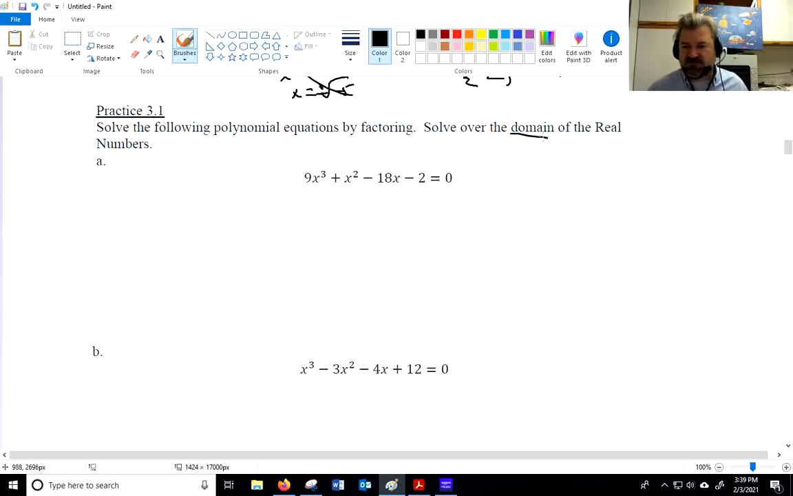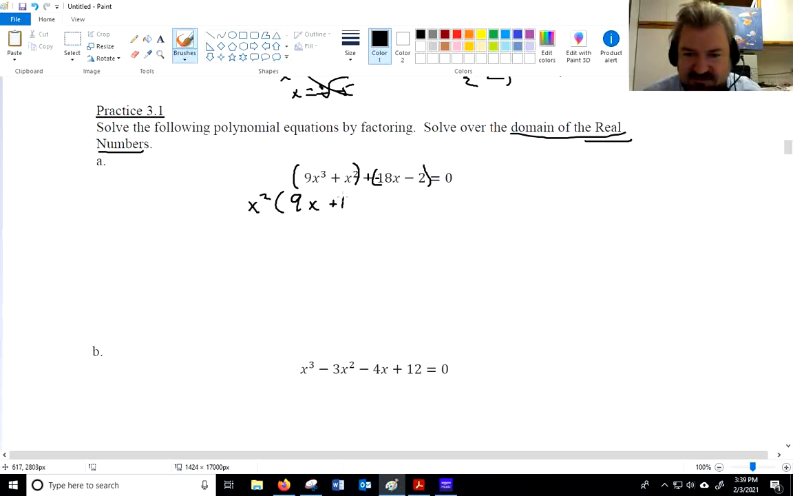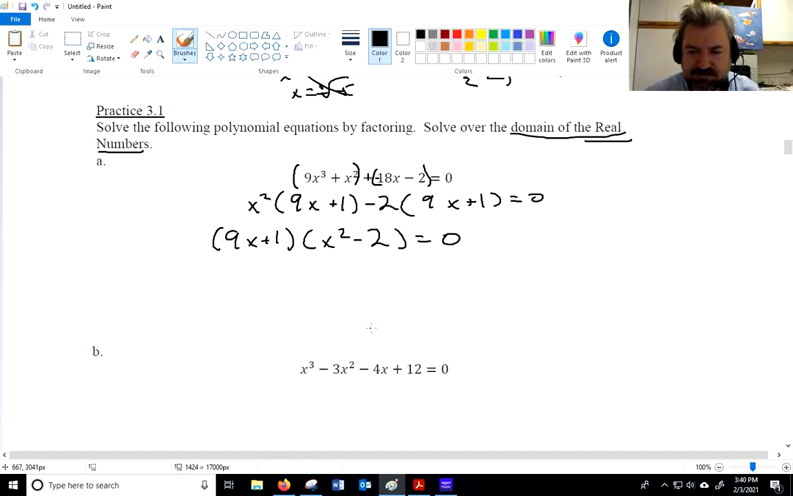Okay, so remember we're solving over the domain of real numbers because complex numbers add a lot of complexity, hence the name, right? So we're going to keep it simple right now. I hope you tried grouping. Remember, you want to put that negative inside the group because you got to factor it out. I can factor out an x squared here, and that gives me 9x plus 1. And I can factor out a negative 2 here, giving me 9x plus 1 again. I'll then factor out the common factor of 9x plus 1, where I'm left over x squared minus 2.